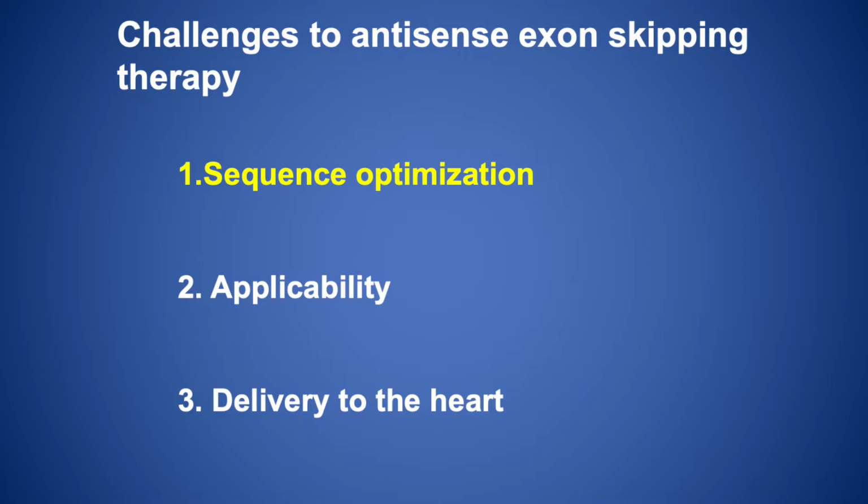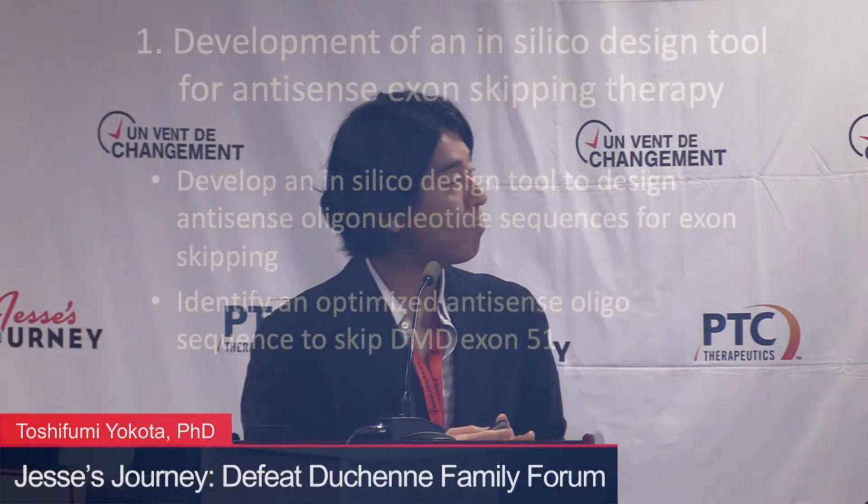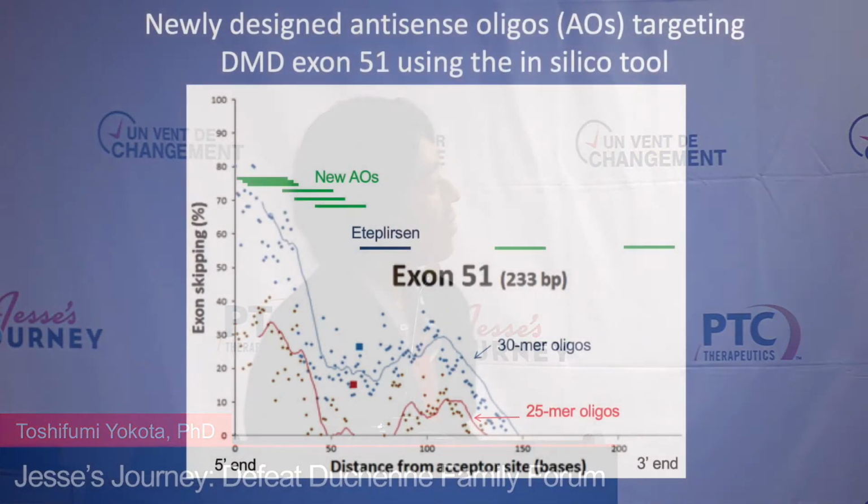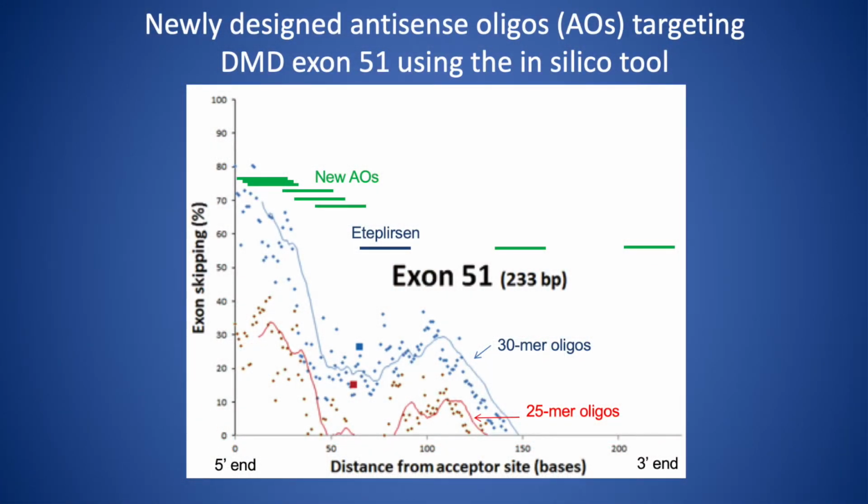One is sequence optimization. This turned out to be very important for exon skipping. So we are currently working with machine learning computer scientists in Edmonton to develop a new design tool to design new antisense oligos. We particularly focused on exon 51 skipping here. And so we developed new computer software, and this software can predict the efficacy of exon skipping.